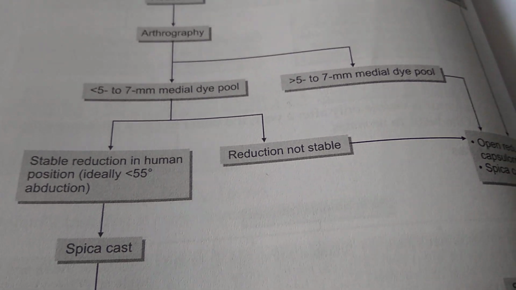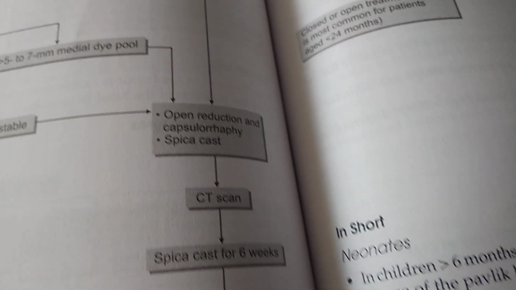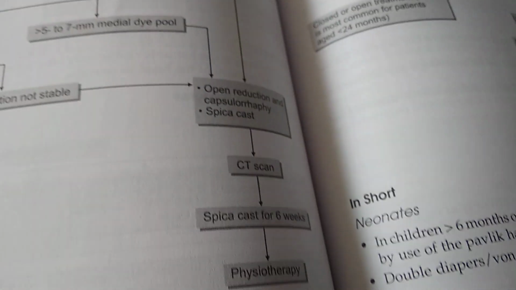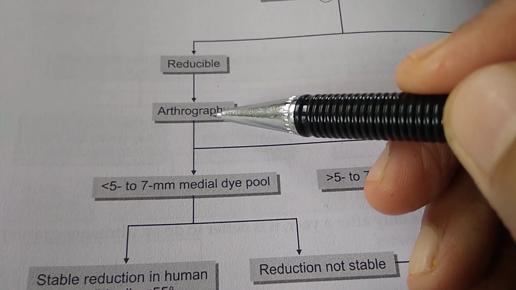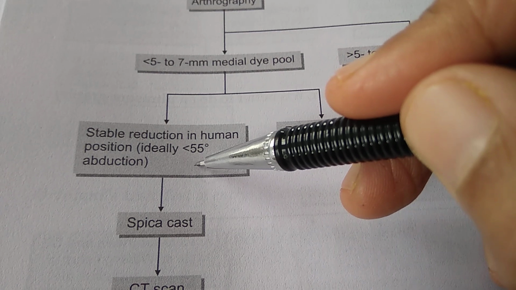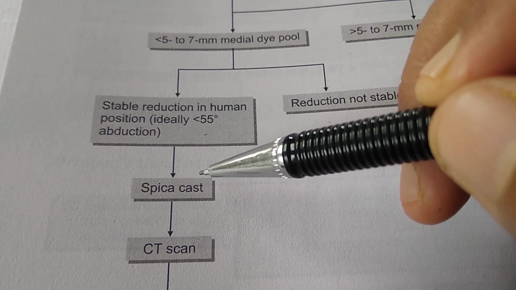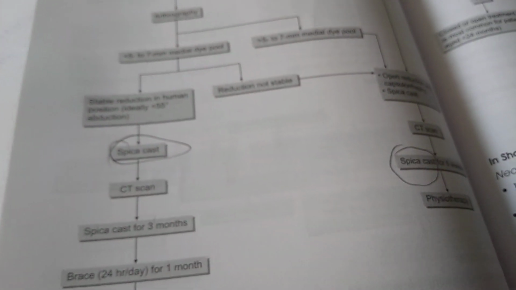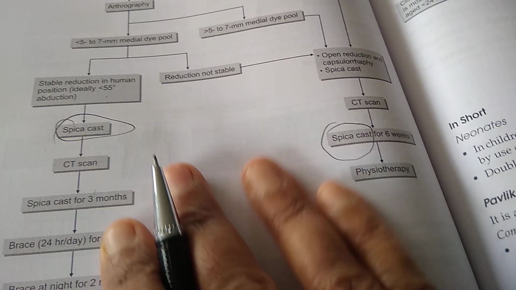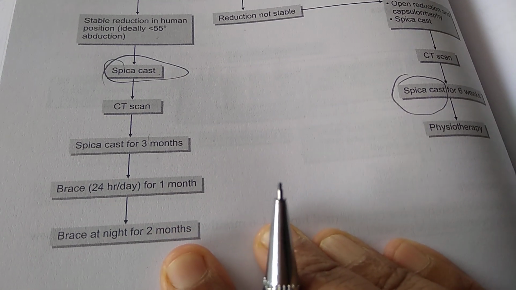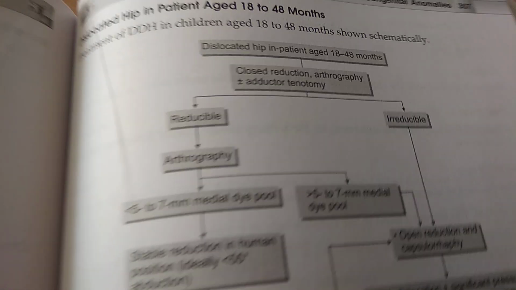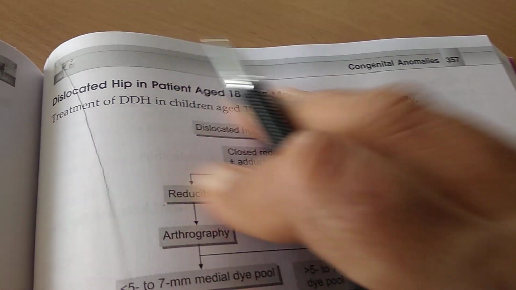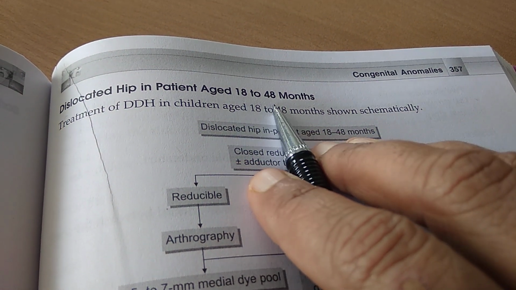So they're talking about some cast, etc. If it is irreducible, spica cast. And here if it is reducible, arthrography, then you will do reduction, stable reduction in human position, spica cast. Spica cast is there in both the places. Okay, spica cast is there, CT scan. That is common for both again. Spica cast, brace. Okay.